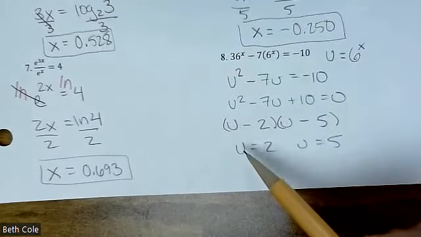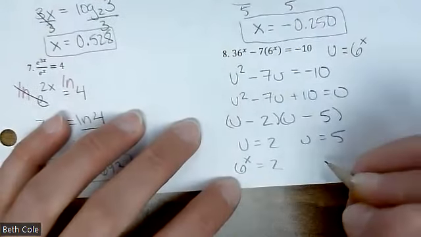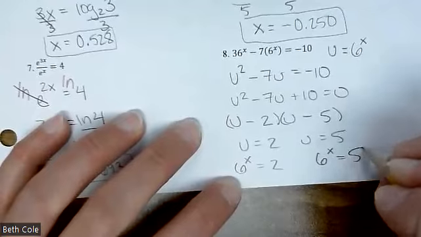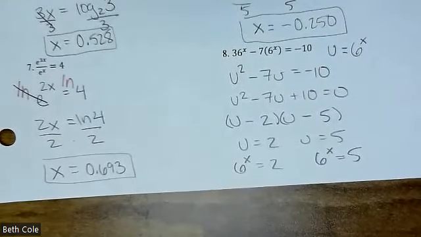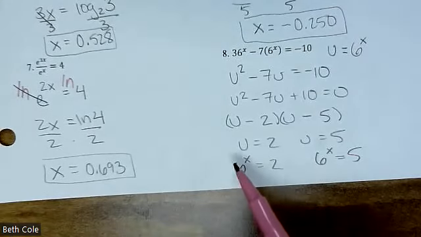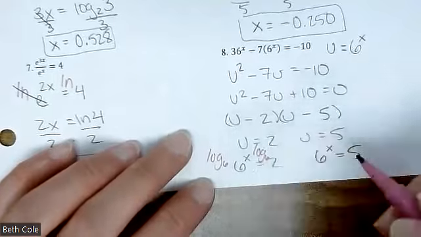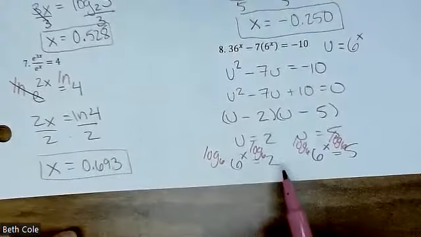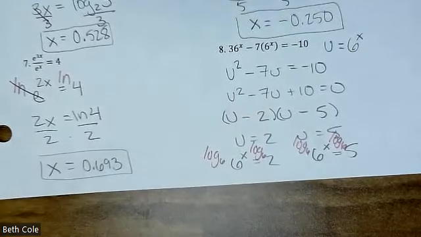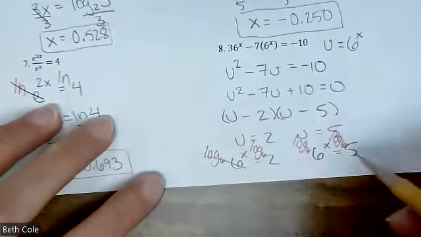So then you substitute back in. So instead of u, we're going to put 6 to the x power equals 2 and 6 to the x power equals 5. And I know I'm close to the bottom of the paper, but this is the last step. When it's 6, you do log base 6 to both sides. And so you're just going to type it in your calculator, log base 6 of 2 and log base 6 of 5, and it'll give you your two answers. These are going to cancel.